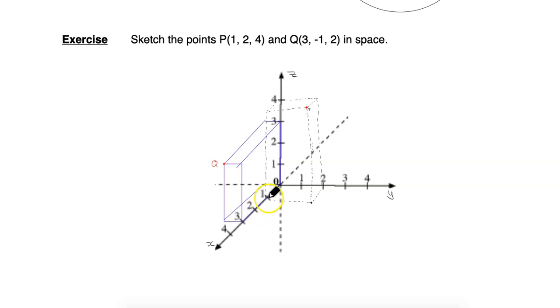Same with point Q, so we go (3, -1, 2). Almost always, when we draw in 3D, it's kind of difficult to see what's going on behind, so we will focus on the first octant, just like 2D has 4 quadrants, 1, 2, 3, 4. 3D has 8 octants, so we will focus on the first octant, and rarely will we draw what's behind the first octant. So the first octant is the one where x, y, and z are all positive.